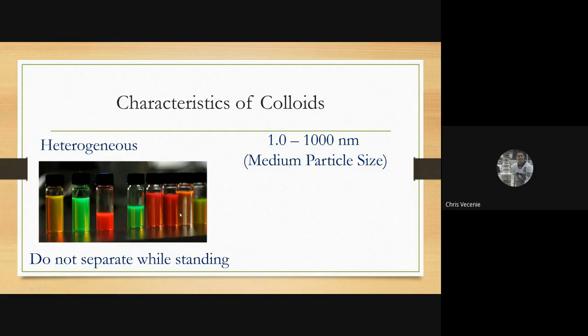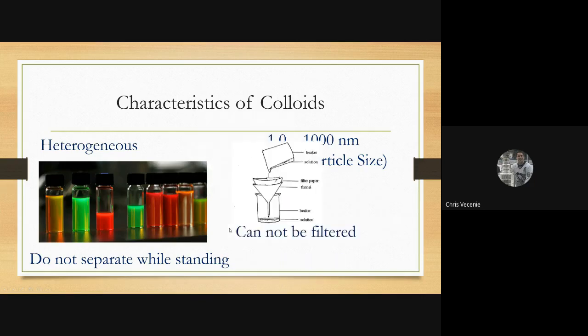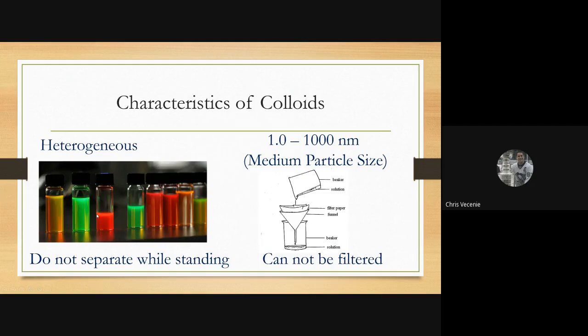So if you look at these, they aren't splitting into layers. They still look like one thing, not layering out, but we can see that there's more than one thing in there, right? Because it's kind of cloudy, it's kind of foggy. The last thing then is because the particles are still pretty small, they cannot be filtered either. You take a colloid, you pour it through here, it will all go through the filter paper as well. And so your colloids are heterogeneous. They have medium particle size. They do not separate while standing, and they cannot be filtered.